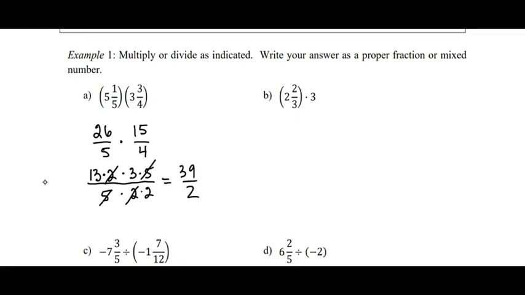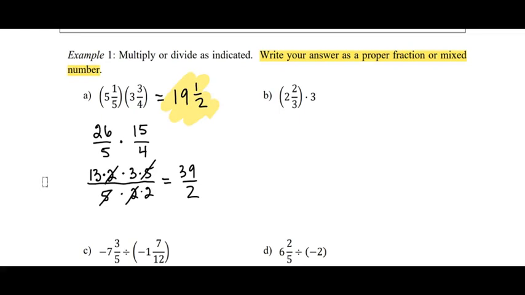And then make sure that we are asked to write the answer as a proper fraction or a mixed number. So here 39/2 is improper. So in order for me to write my answer, I need to convert that to a mixed number. So 2 goes into 39 19 times. So you have 19 and 1/2 as your final answer for this problem.